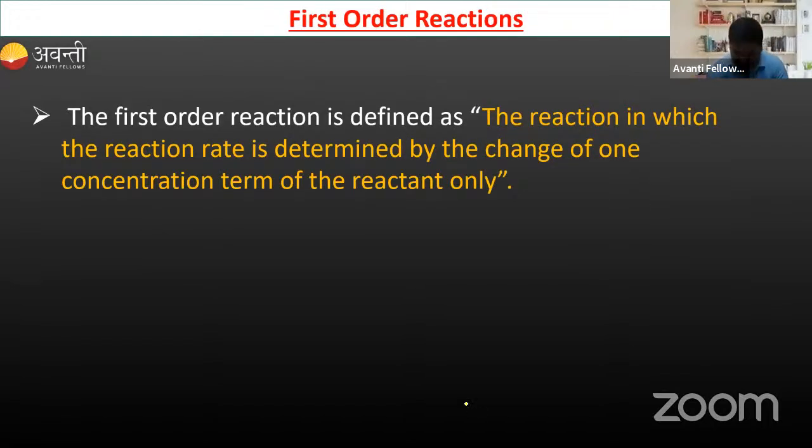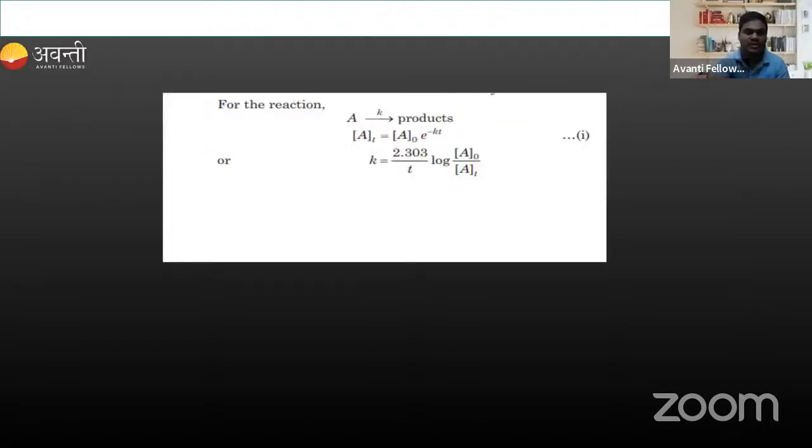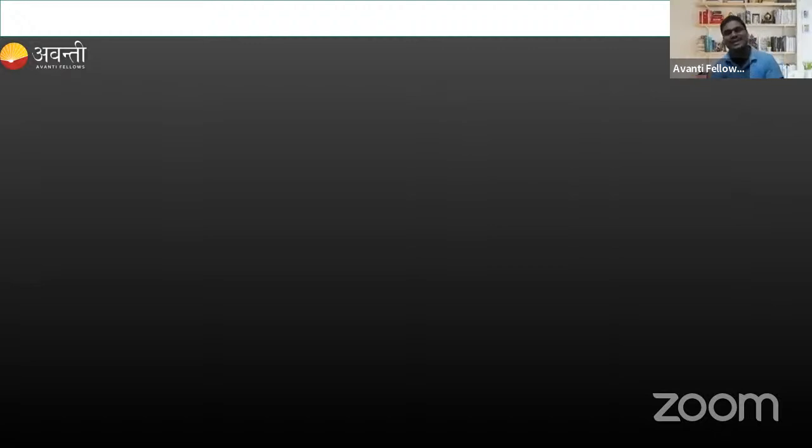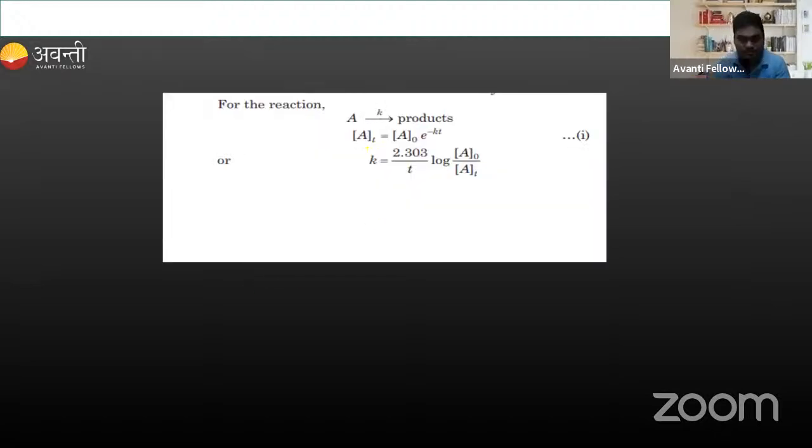So what is first order reaction? The first order reaction is defined as the reaction in which the rate is determined by the change of one of the concentration terms of the reactant only. So in case of first order, we get the relation like this. We're not going to derive this portion because it will take so much time. So just remember this: K is equal to 2.303 upon T log A naught by A. Just remember this.